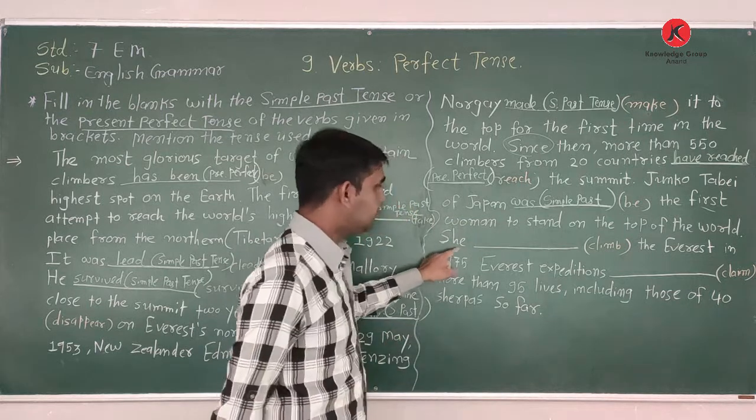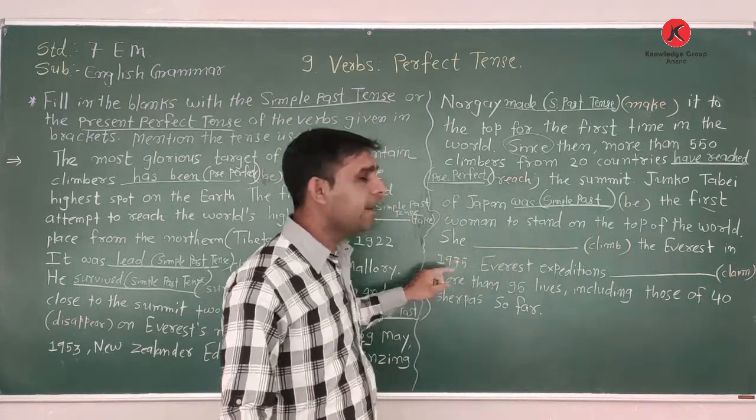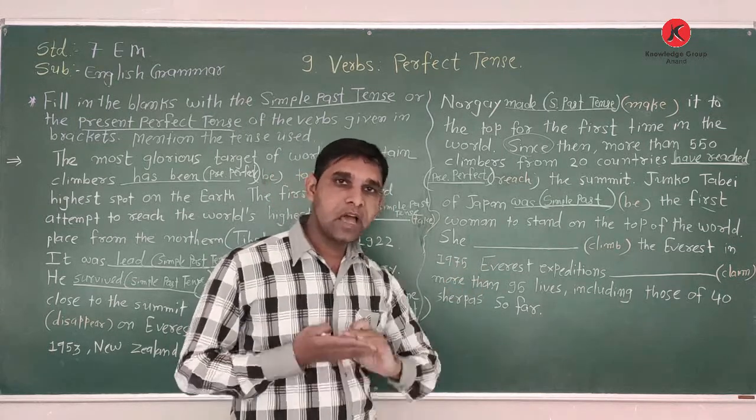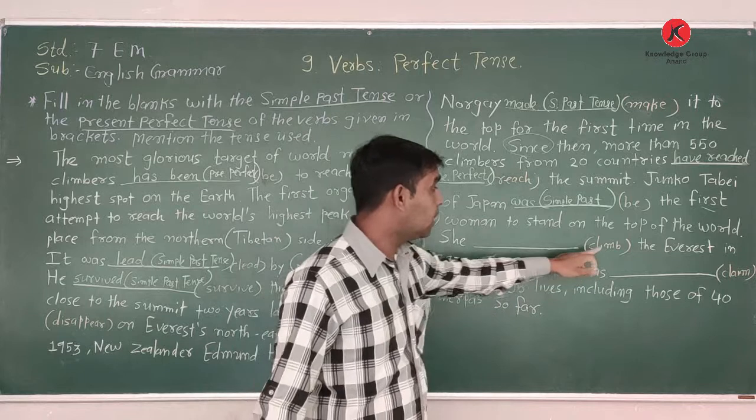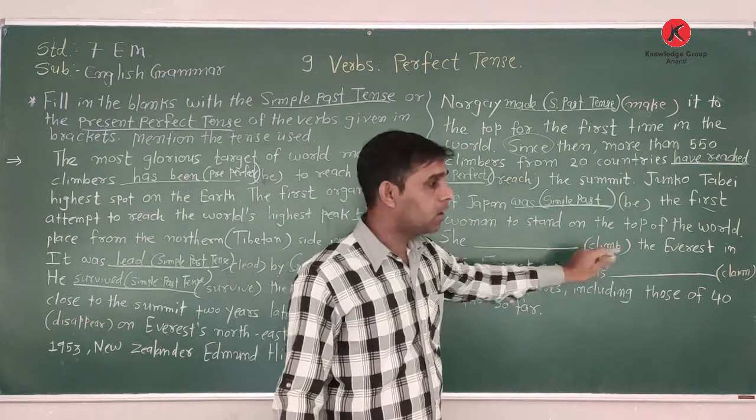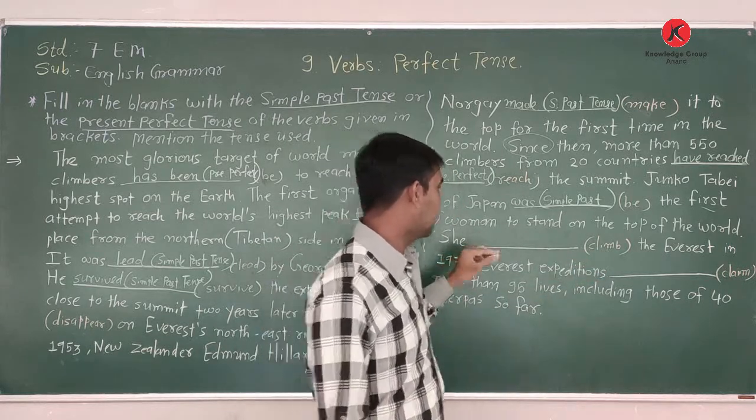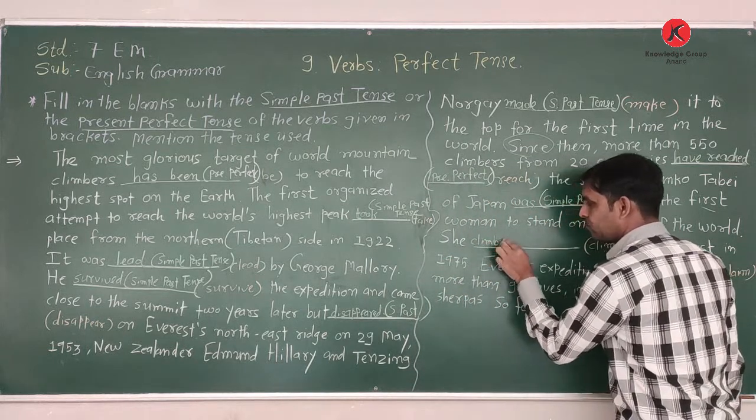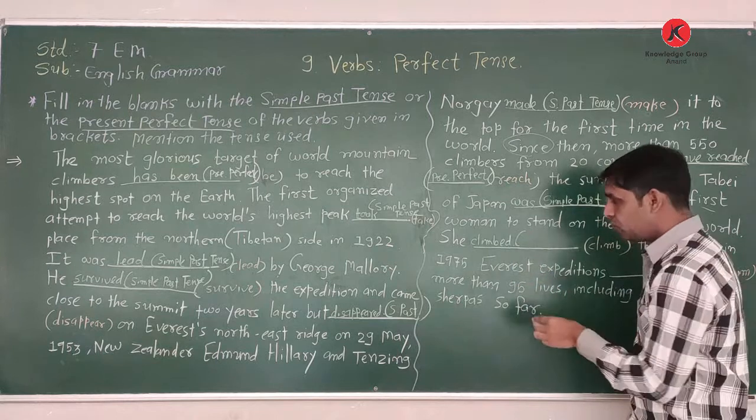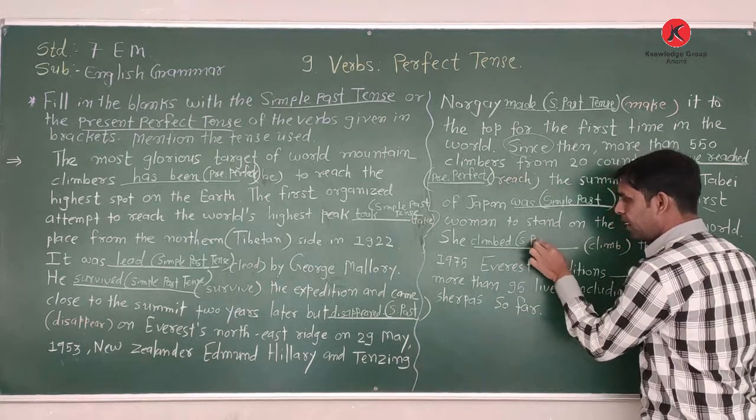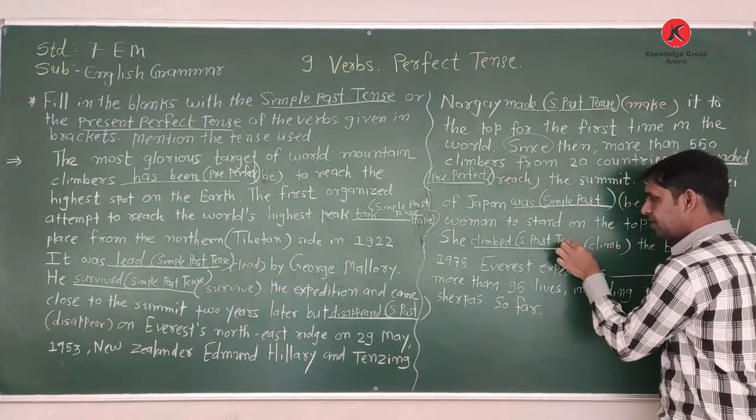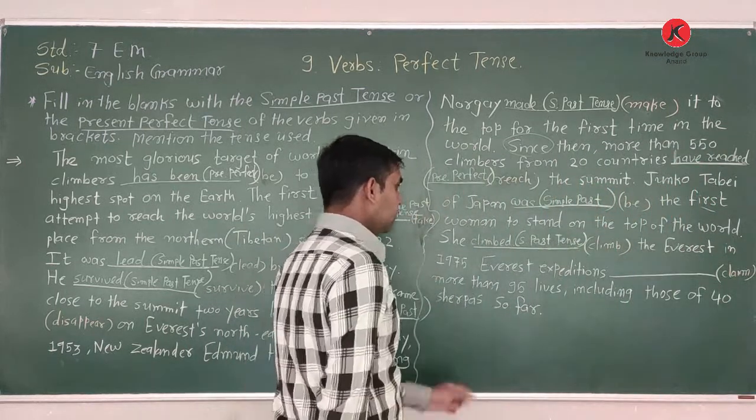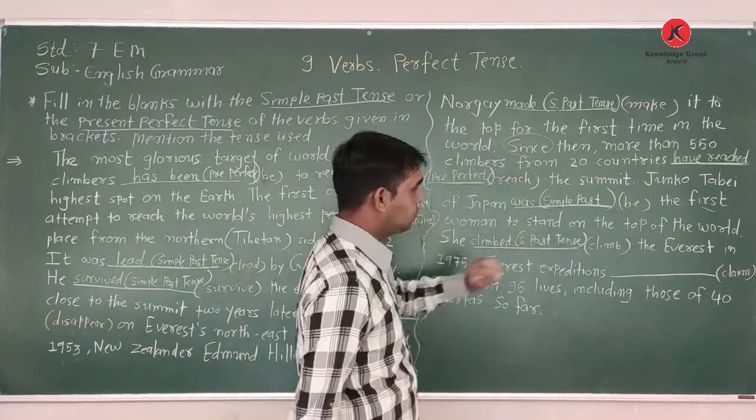Then write: she blank Everest in 1975. We talk about 1975, so the action was already completed. Here the given verb is climb. So what do we write here? Climbed. Which tense is used? Simple past tense.